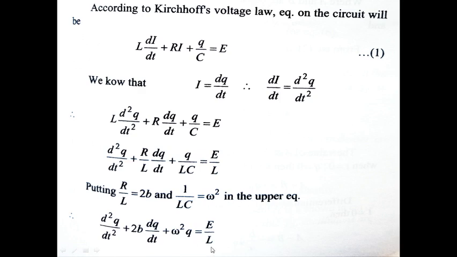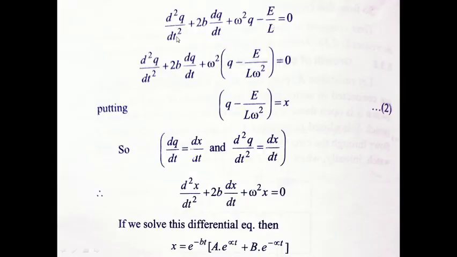If we shift that capital E upon L to the left hand side, it will get a minus, and then take omega square common from the last two terms. Then the equation becomes d2q by dt square plus 2b dq by dt plus omega square, which is taken common, times the remaining term q minus capital E upon L omega square, is equal to 0. Now for this bracketed term, q minus E upon L omega square, let us use x, and it is denoted by equation number 2.